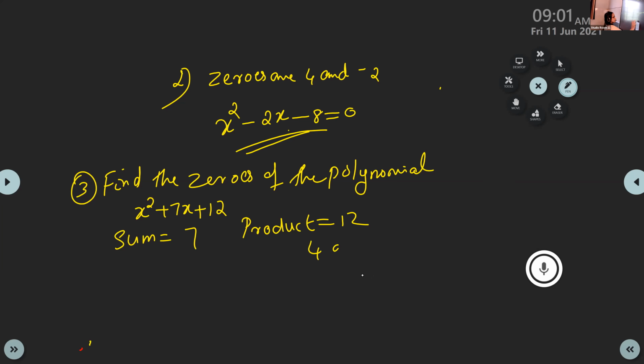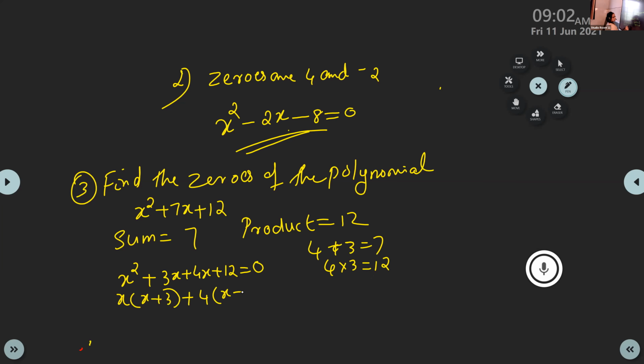That is 4 plus 3 equal to 7, and 4 into 3 equal to 12. So we will split the middle term 7x as x square plus 3x plus 4x plus 12. That is x into x plus 3 plus 4 into x plus 3 equal to 0.